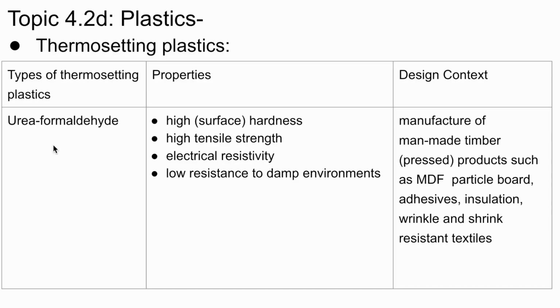Urea formaldehyde has a high surface hardness, high tensile strength. It's electrically resistive. It has low resistance to damp environments. And you can think of contexts like manufacture of man-made lumber, so MDF or particle board, adhesives, insulation, wrinkle and shrink resistant textiles. All of these are made with urea formaldehyde.